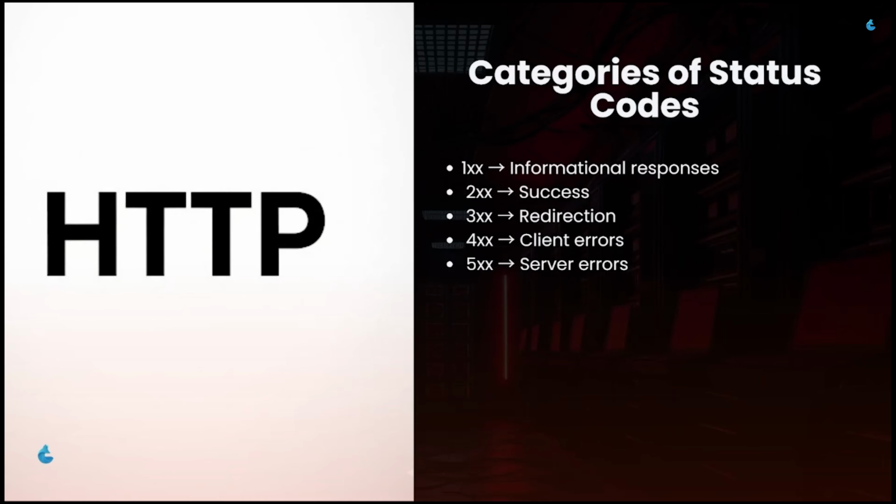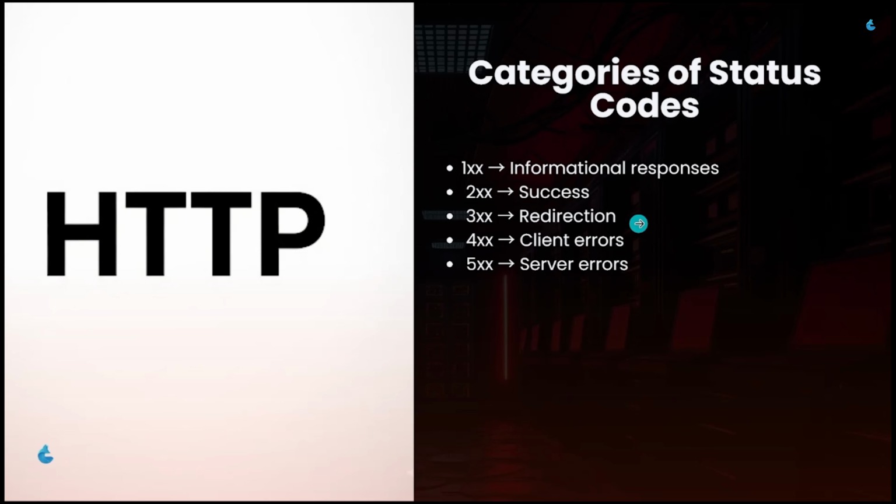Categories of status codes. These codes are divided into five families. First is the informational responses, where a request is received but still processing. Then we have the success codes, which come in the 200 slot, which means the request completed successfully.